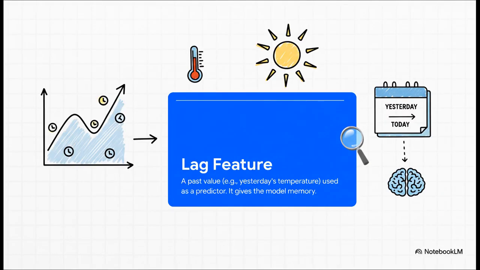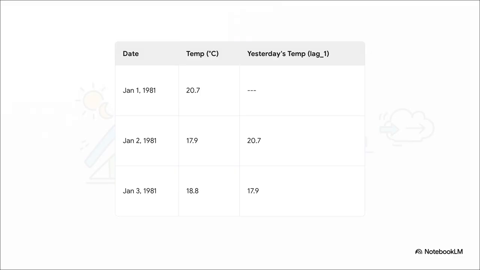Our first tool in the toolbox is something called a lag feature. And honestly, it's as simple as it sounds. We literally create a new column that tells the model, hey, by the way, this was the temperature yesterday. It's the most direct way to give our model a little bit of short-term memory. And here's exactly how that looks. Check out the row for January 2nd. The temperature was 17.9 degrees. Now look at our new column, yesterday's temp. We've just put in the value from the day before, 20.7. See, now on one single line, the model can see both today's temp and yesterday's temp. Simple, but a total game changer.